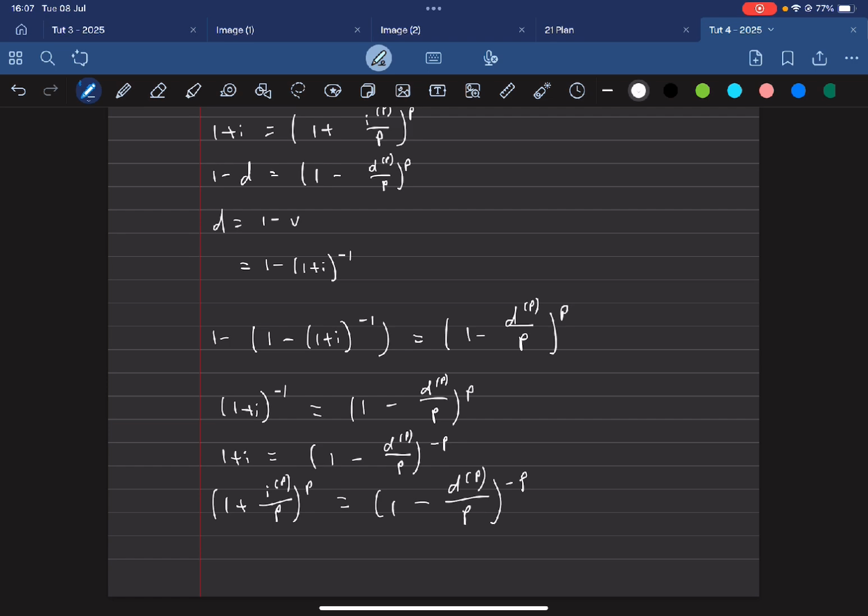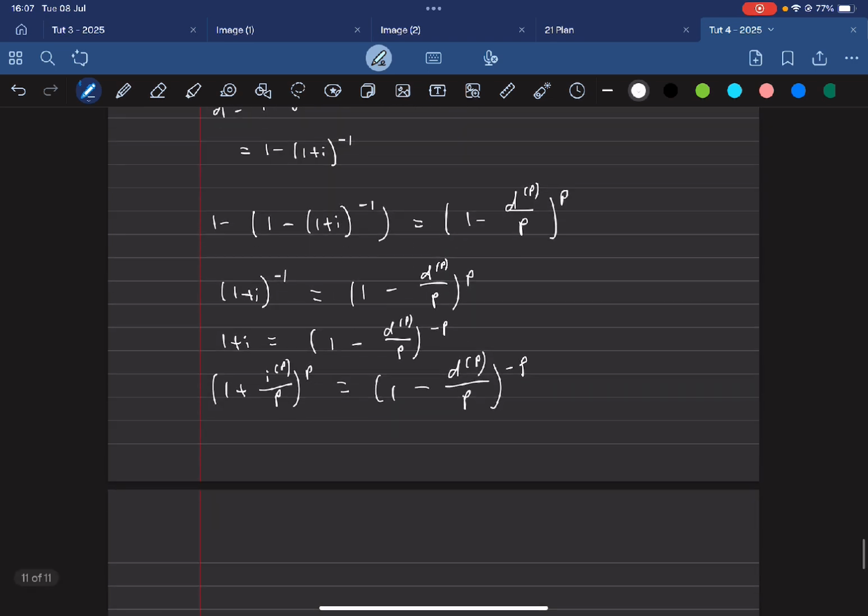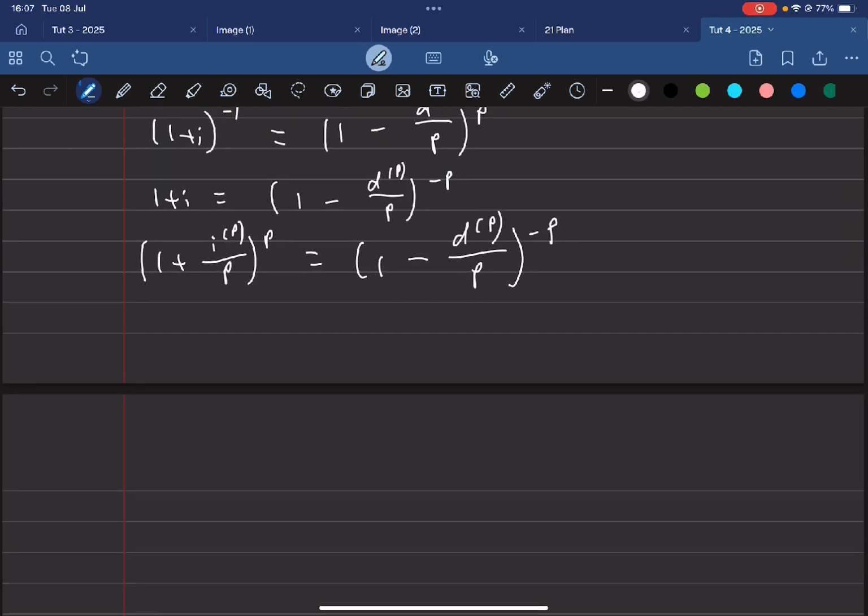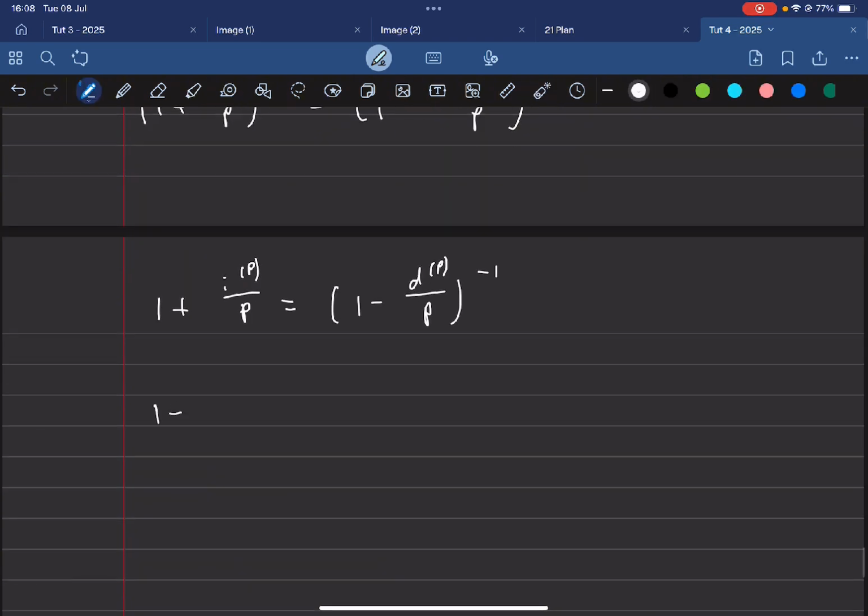Okay, so now I'm going to raise both sides to the power of 1 over p to get rid of the p. So now we get 1 plus i^(p) over p equals (1 minus d^(p) over p) to the power of negative 1. Cool. And instead of writing negative 1, we can write 1 over. So I'm going to write this as 1 plus i^(p) over p equals 1 over (1 minus d^(p) over p).